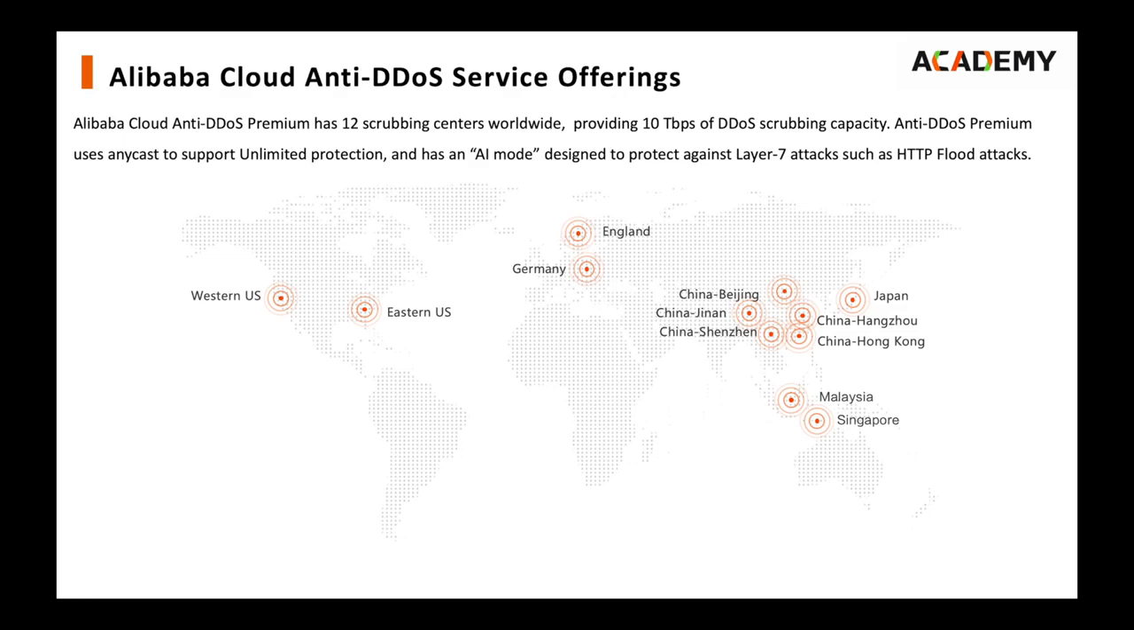So the way Alibaba Cloud Anti-DDoS Premium does this is we have 12 scrubbing centers worldwide, which provide 10 terabits per second of DDoS scrubbing capacity. We use Anycast so that we can support essentially unlimited protection, and we have an AI mode that's part of Anti-DDoS Premium that's designed to also protect you against some types of layer 7 attack, such as an HTTP flood.